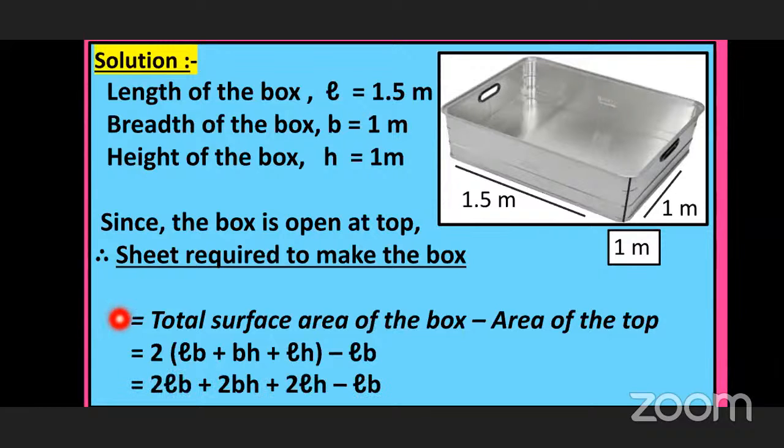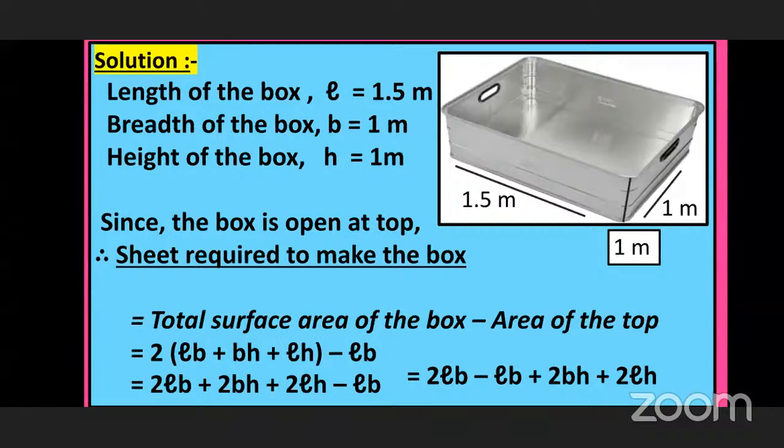So here we will multiply this: 2 times lb plus 2 times breadth and height plus 2 times length and height minus lb. See, in algebraic expressions, children, we have seen that when coefficients and variables are there, we take the like terms together. So here also you can see length breadth and length breadth is there. So we will put the like terms together.